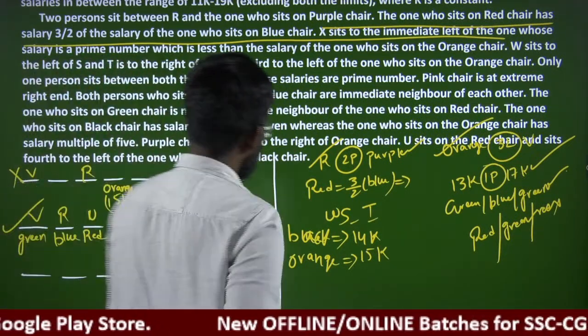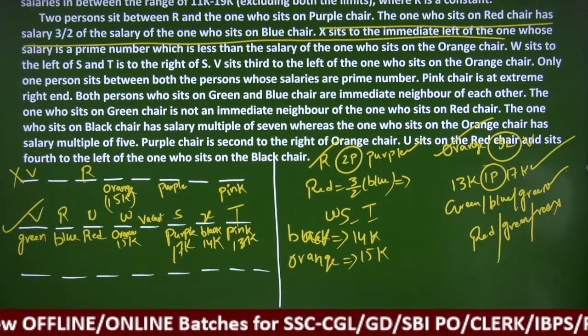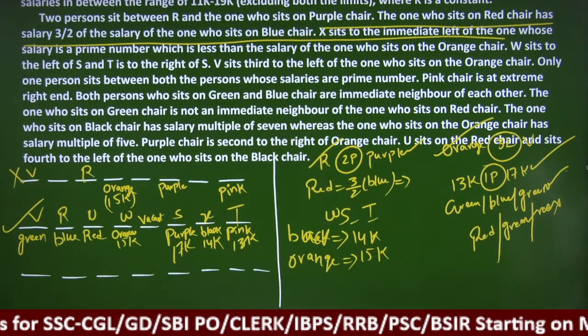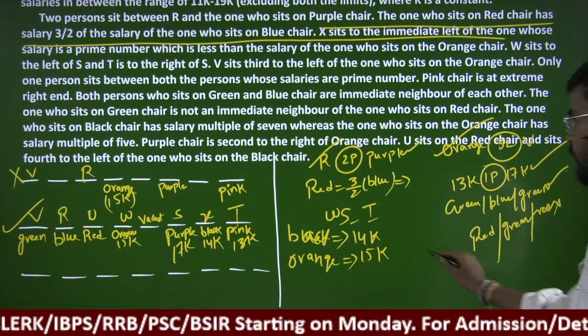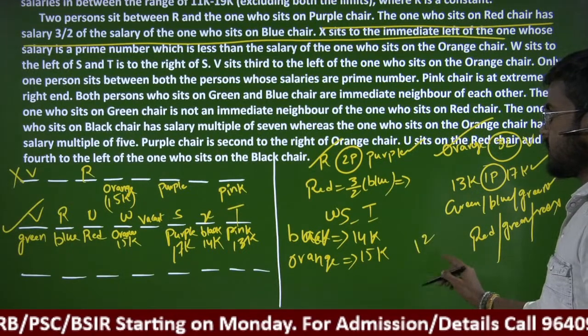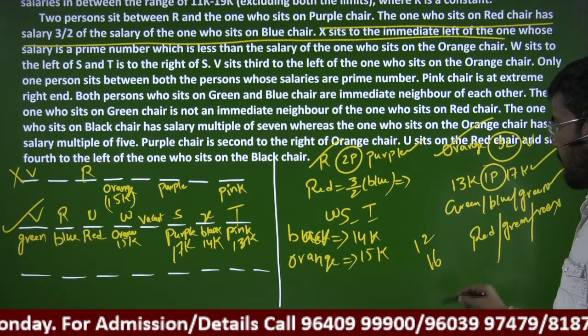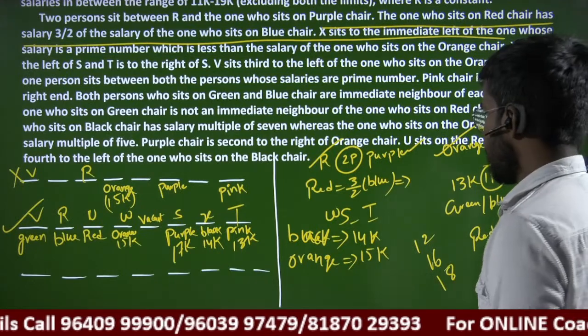WST, idi final andi. Inka remaining manaki vaste manaki blue gurinchi gaani red gurinchi gaani chuddamu. Inka remaining values em em unnai manaki 11 nunchi count chesukunte 12 undi. Next 13 complete, 15 complete, 16 undi, 17 complete, 18 undi, 19 ledu. Okay, inka remaining 3 kavali.